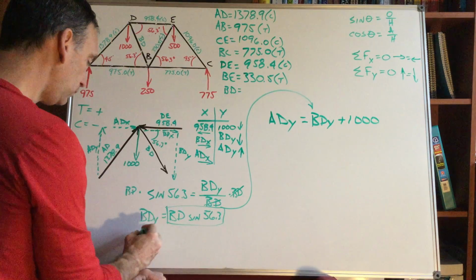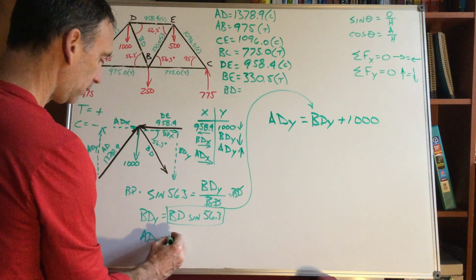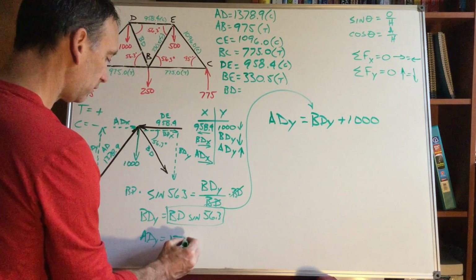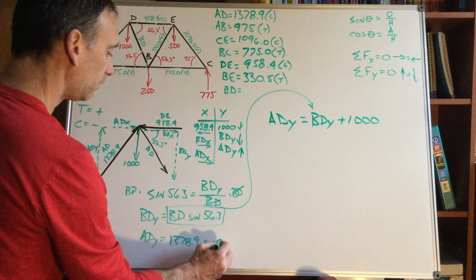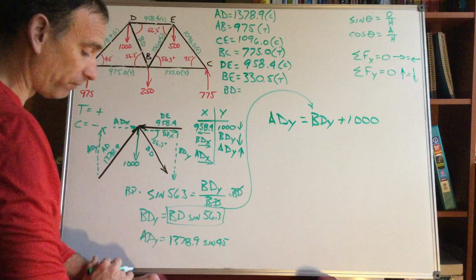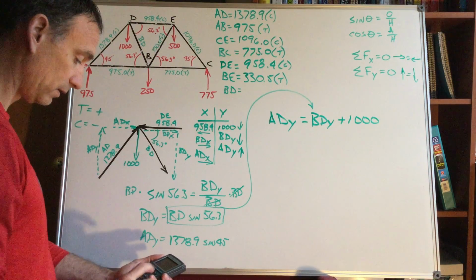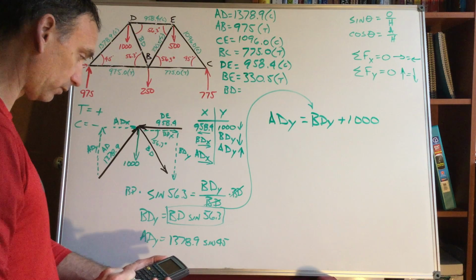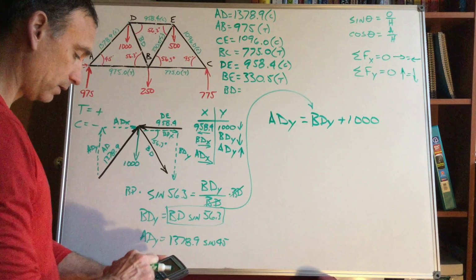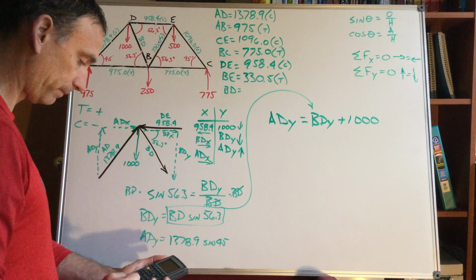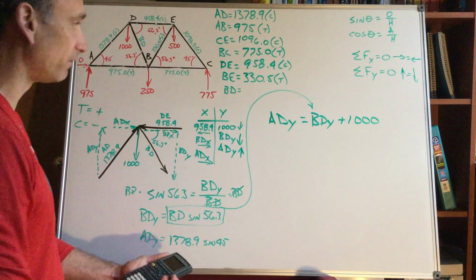Okay. ADY is just 1,378.9 sine 45. We've done this before, and what we should find is that it comes out to be 975. Okay, so let's see here. If we do 1378.9 sine 45, it comes out to 975.